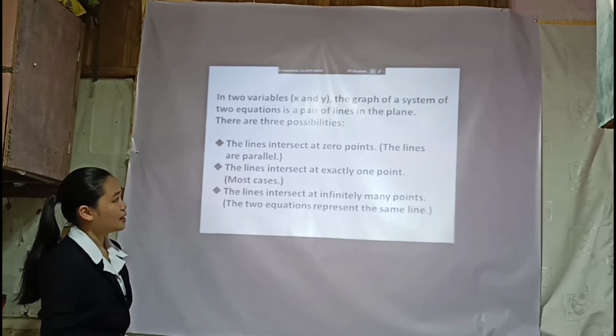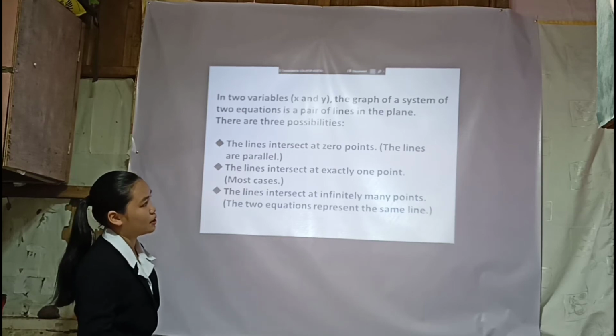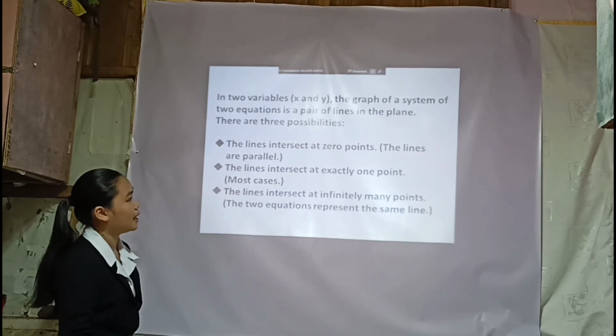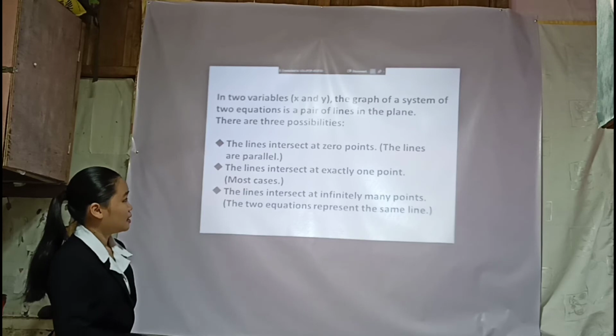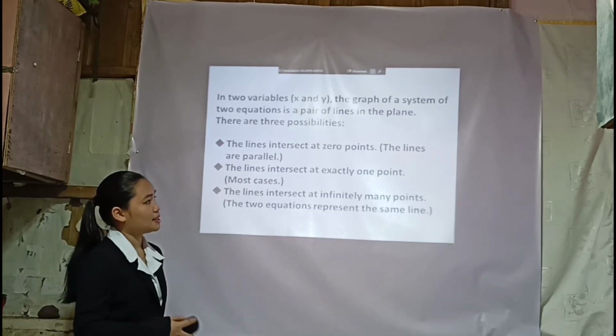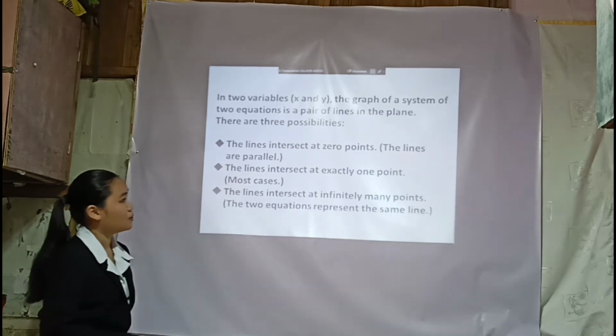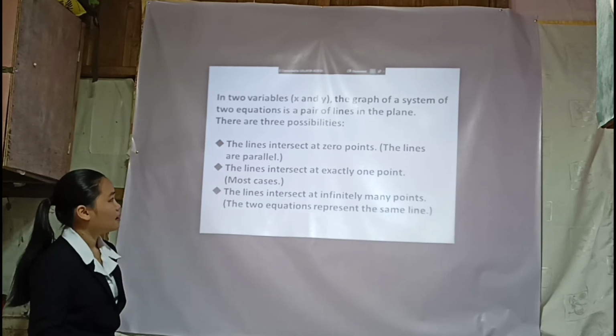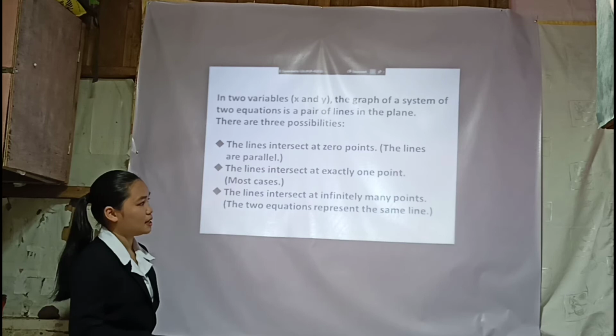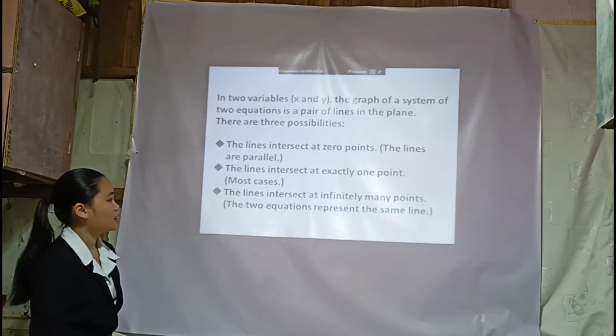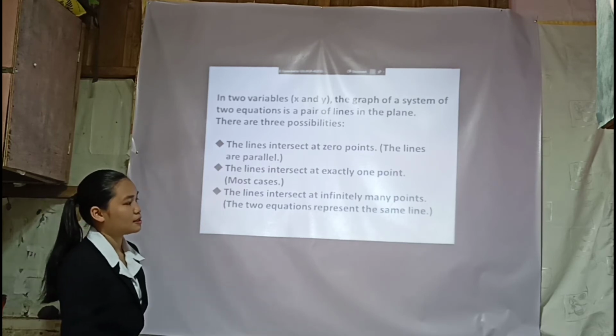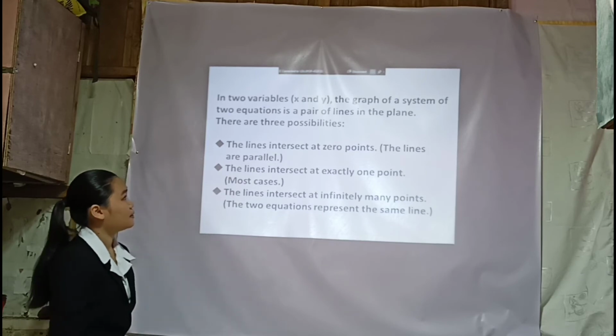First, the lines intersect at 0 points, so the lines are parallel. Second, the lines intersect at exactly 1 point. This is the most common case. For the third, the lines intersect at infinitely many points. The 2 equations represent the same line. Okay.